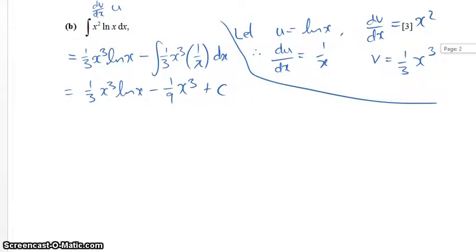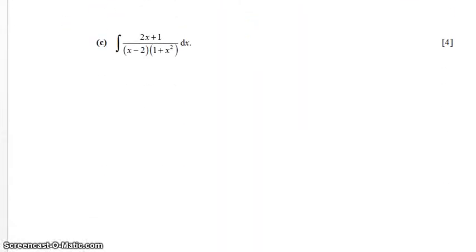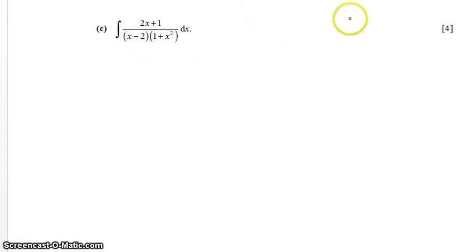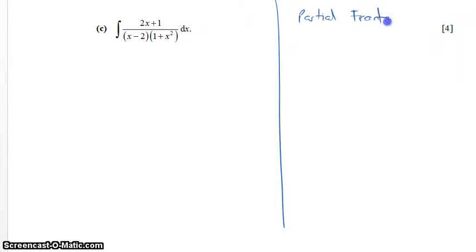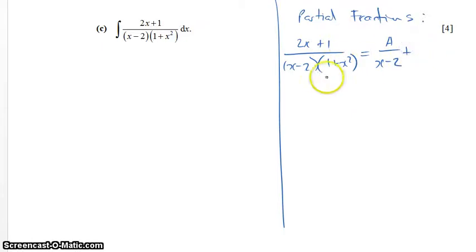What about 1c? So to do this one, the first thing we want to do is separate out our fraction. So we use partial fractions, and what do we find? So we let 2x plus 1 over x minus 2, 1 plus x squared, equal to a over x minus 2 plus, now 1 plus x squared, that is a quadratic term, so I need to have bx plus c up here. 1 plus x squared in the bottom line.